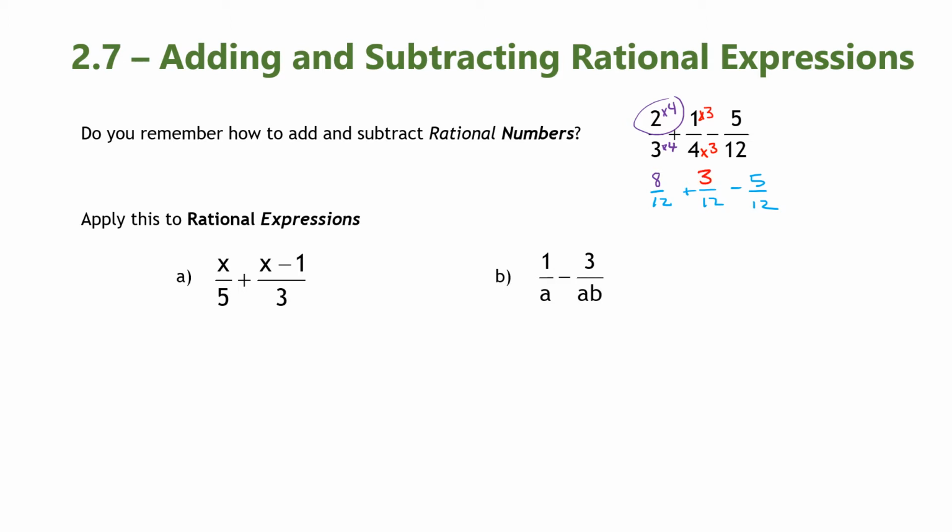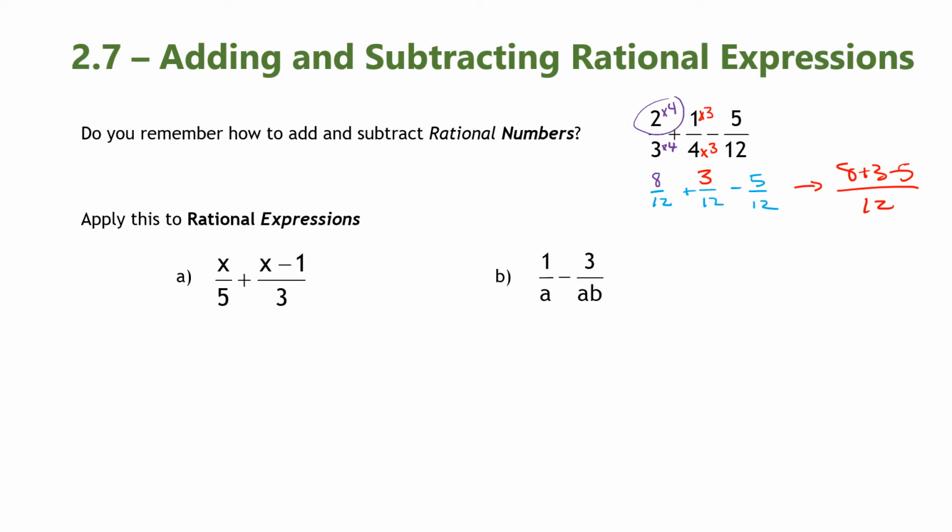And now we have a common denominator, and we can add them all. I kind of ran out of room here, but we could put them all over one denominator, 8 plus 3 minus 5. Okay, so now that we've reviewed that, let's apply those skills to rational expressions.